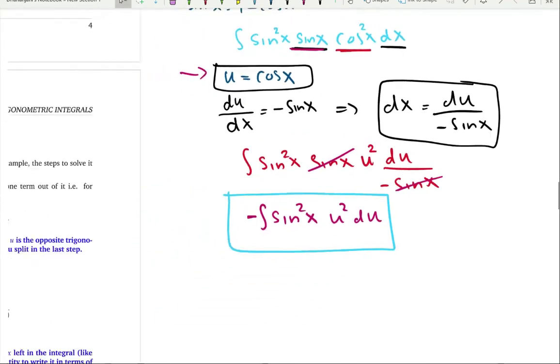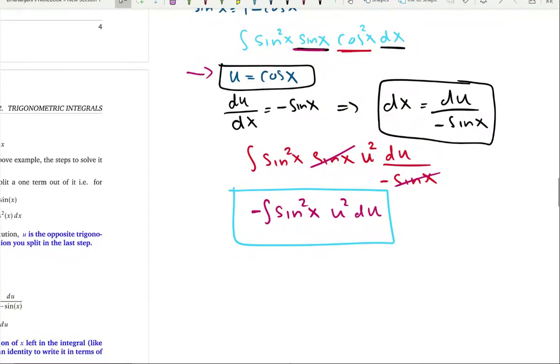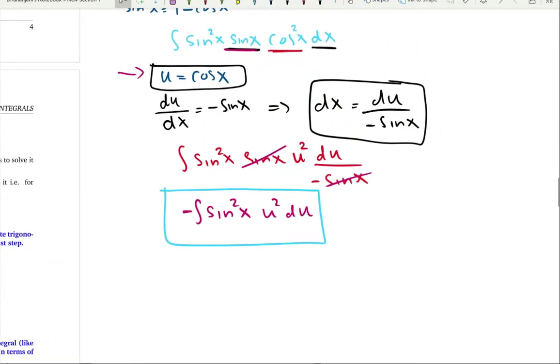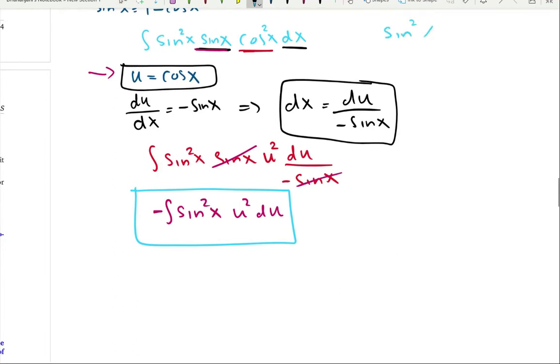Well, this is where the Pythagorean identity comes into play. Now u is cosine x. Sine square x using the Pythagorean identity, what is it? It's 1 minus cosine square x. Now we know cosine is u, so sine square x is 1 minus u square, right? Okay, so this is 1 minus u square. Let's have parentheses here so we do not mess up what's inside.